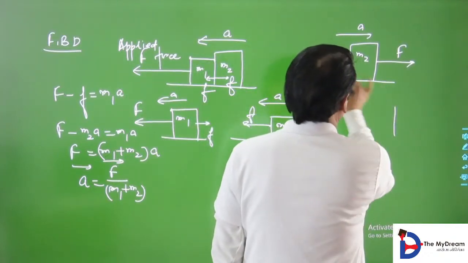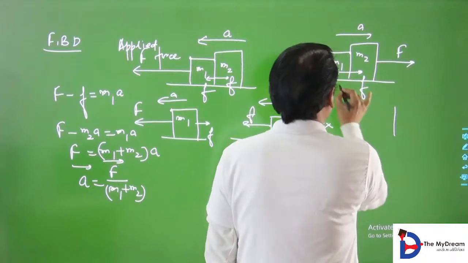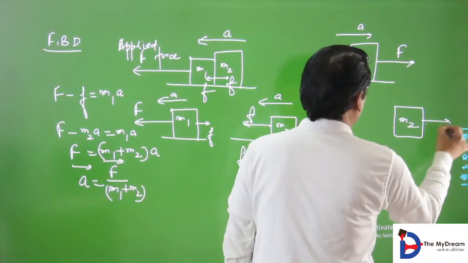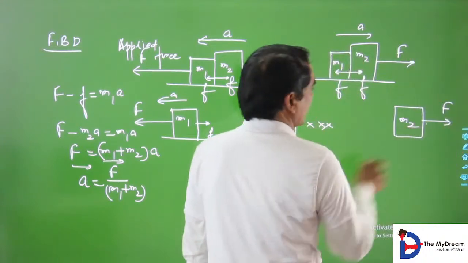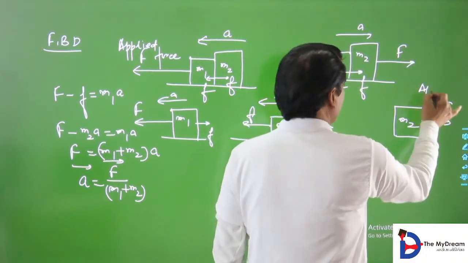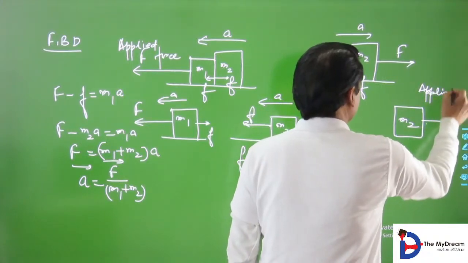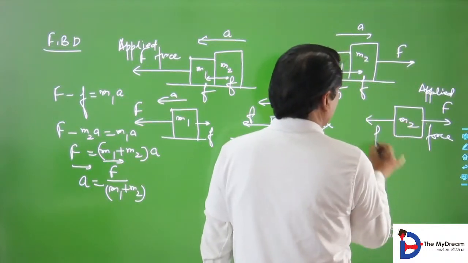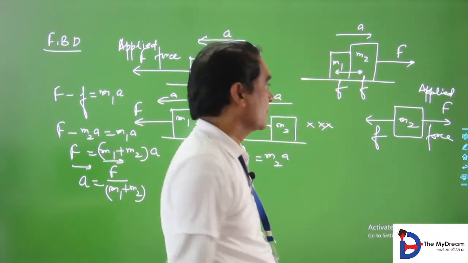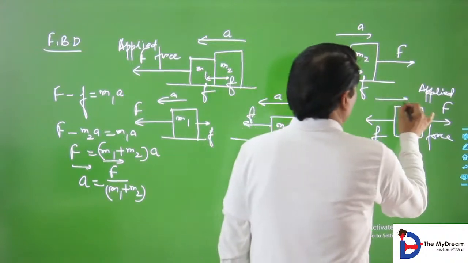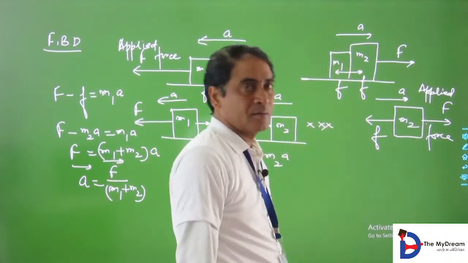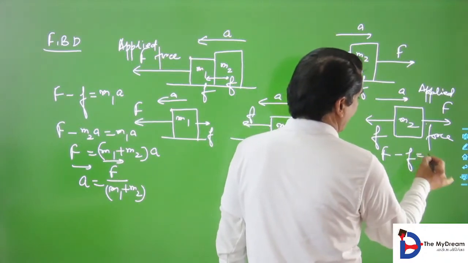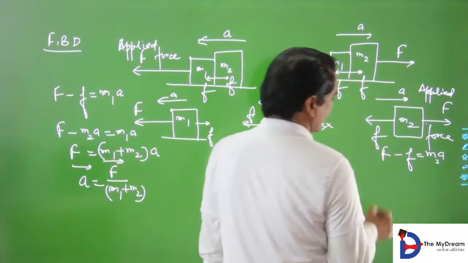Now you see, this is the contact force. This is the block of mass M2. You are applying the force capital F, and against this applied force there is small f, and the system is moving with uniform acceleration. So F minus small f is equal to M2 A.